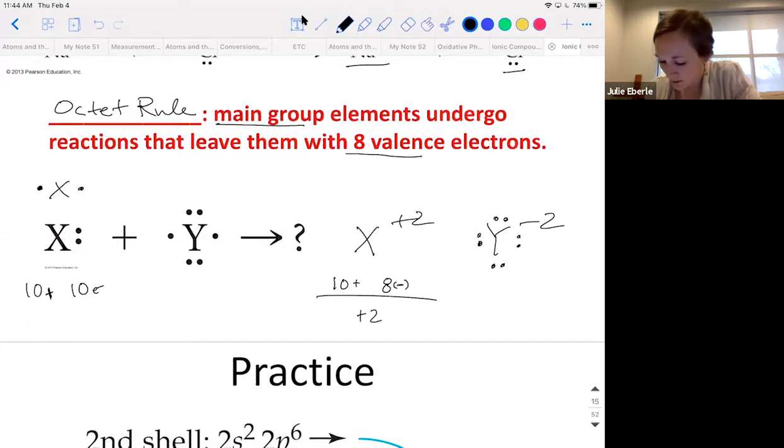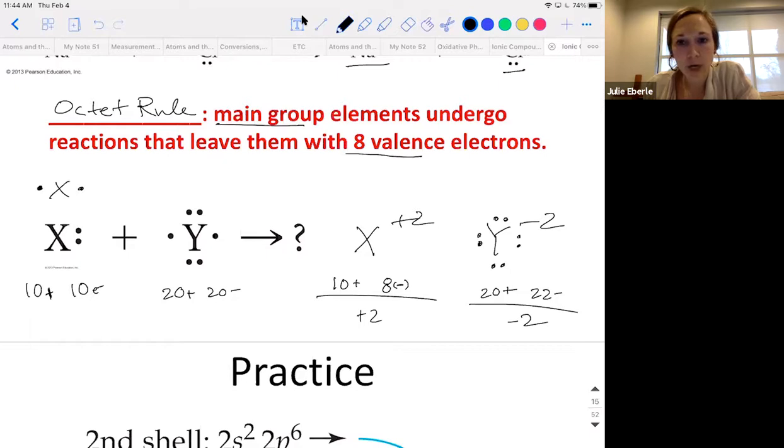Y has a minus 2 because, I don't know, let's say it has 20 protons, 20 plus charges, and 20 electrons. I'm just making numbers up. Well, when it receives 2, now over here it'll have 20 plus charges and 22 negative charges. Okay, so that would mean it has a minus 2 overall.